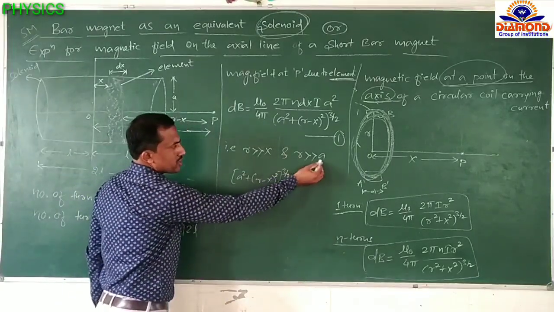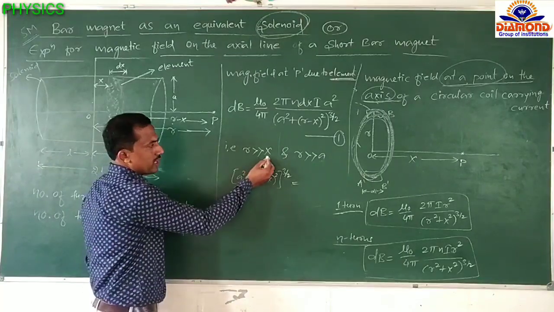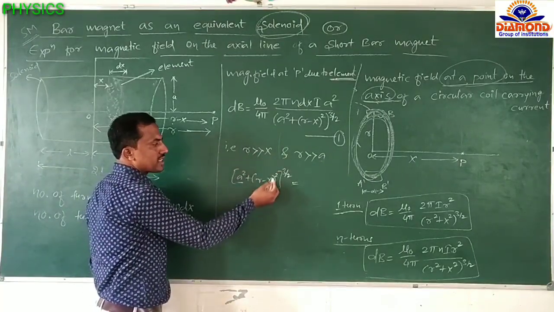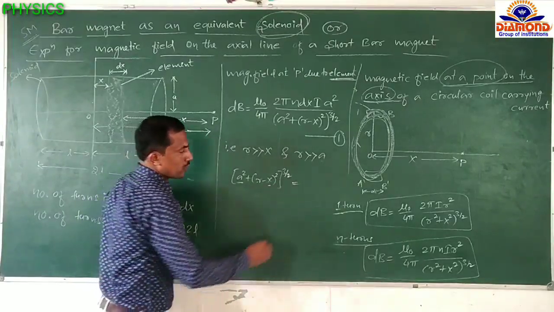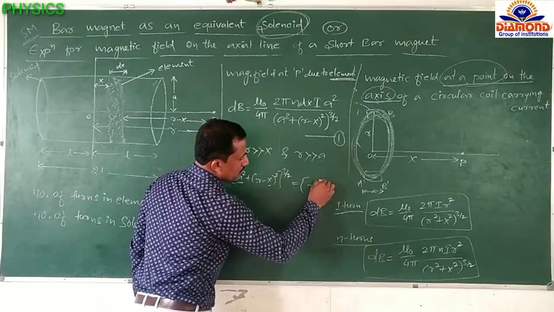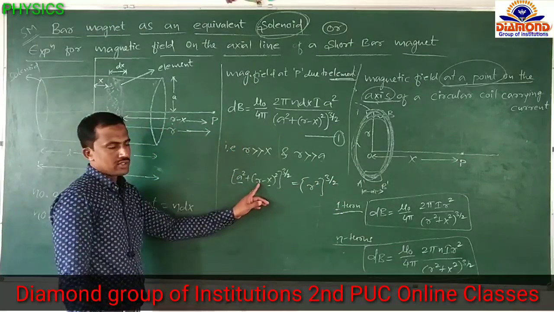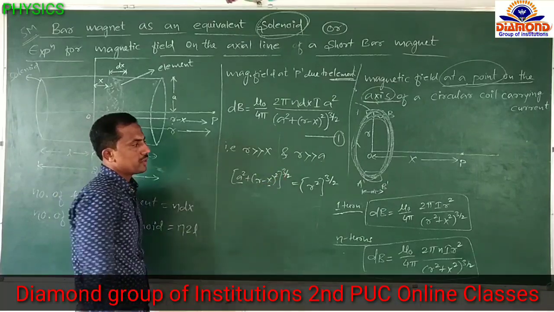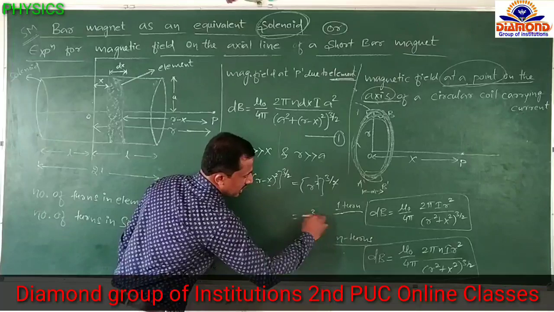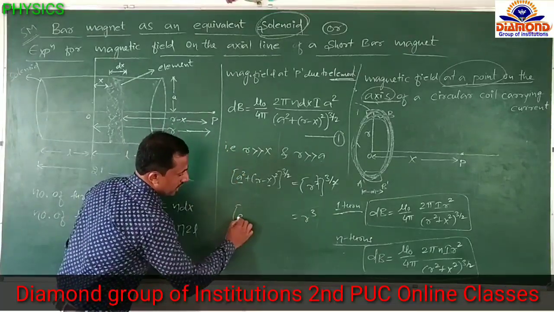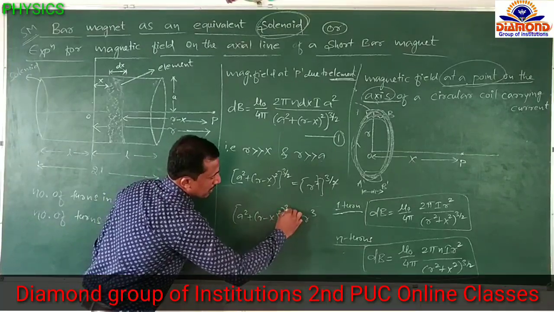Then the value of a is small, so a square is very small; neglect it. The value of x is small as compared to r, so neglect it. What are the remaining terms? We are writing r square outside, whole power 3 by 2. This 2 gets cancelled. Then we can write r cube as the value of (a square plus (r minus x) whole square) whole power 3 by 2.